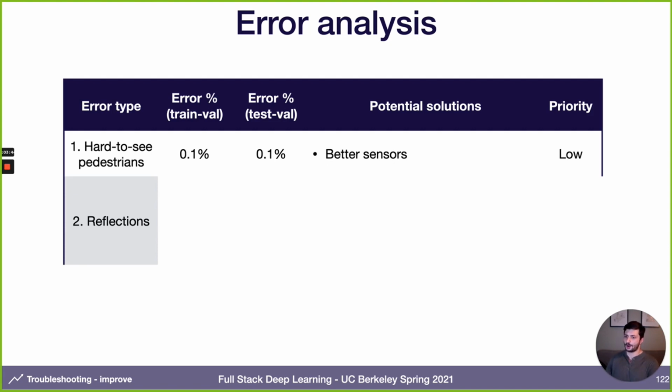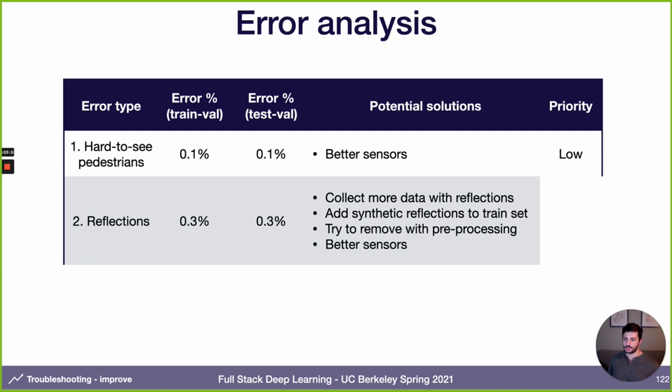The second error type that we had identified was reflections. And so let's say that this is a larger contributor to our training validation error and our test validation error. And there's more possible solutions here. So we could try to actually go out and collect more data that has reflections in it and train on that data. We could add synthetic reflections to our training set. So we could use a graphics engine of some kind to try to add reflections to training data that doesn't have it and train the model to perform well on that data. We could try to remove the reflections using some computer vision pre-processing techniques, or we could use better sensors.